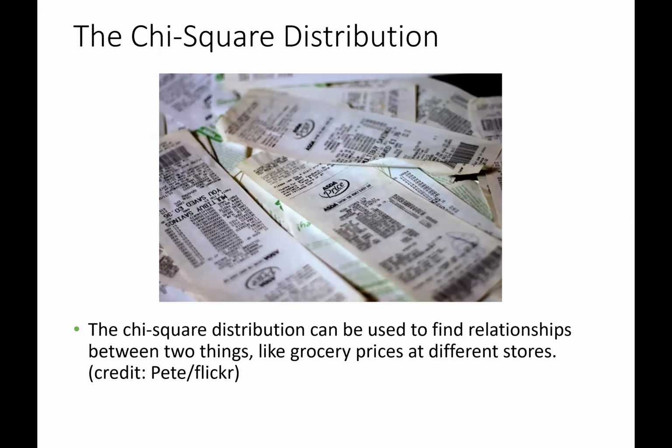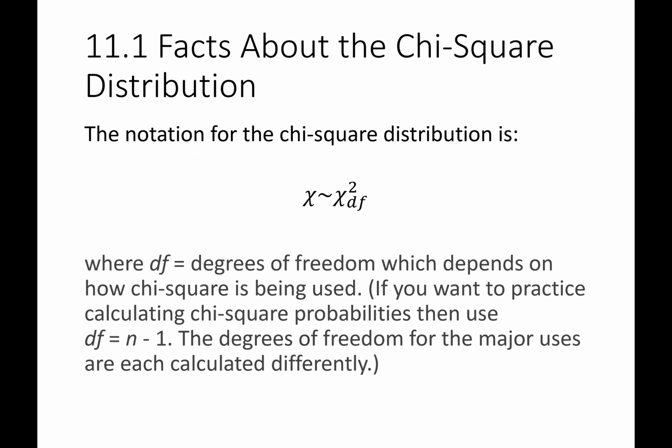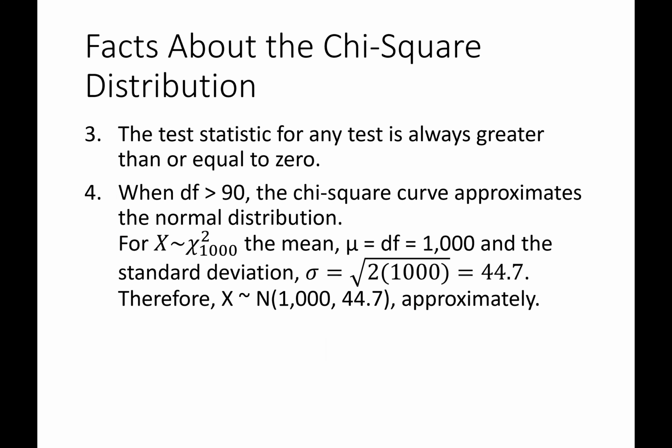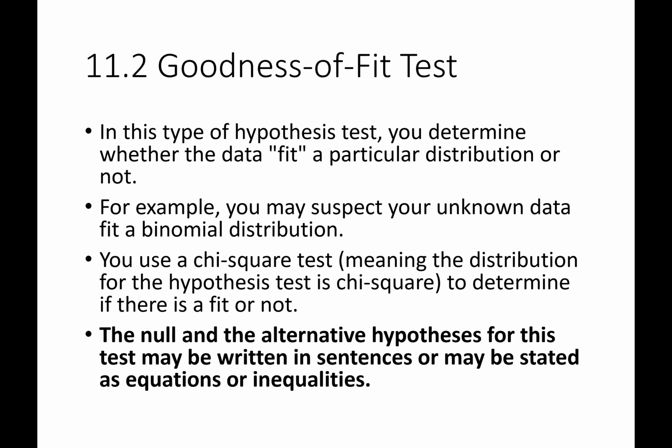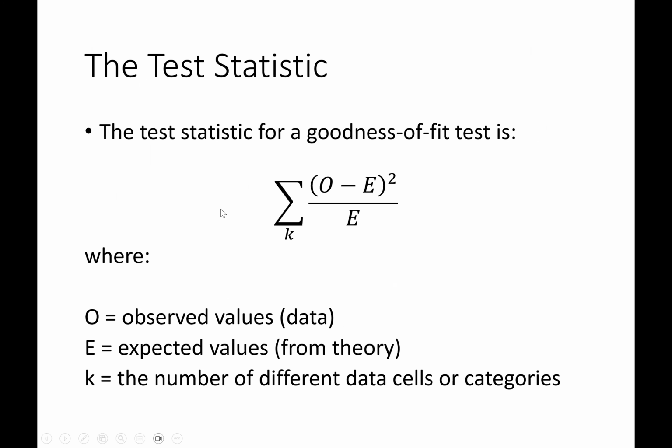And I am going to quickly skip through the introduction here. You can read through that if you want. And I'm going to go straight to the goodness of fit test. The null and alternative hypotheses for this test are usually written in sentences, or you can state them as equations or inequalities. And here's what's important: the goodness of fit chi-squared test statistic.